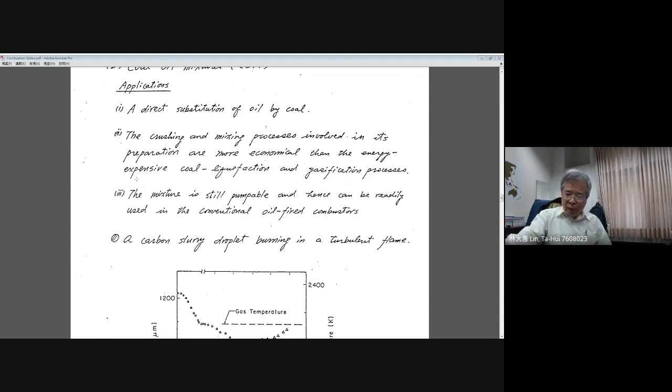Okay. Now we have finished the discussion on droplet evaporation and combustion. Now the next part we will go to the spray combustion. We try to bring so many tiny droplets together and see the overall burning of that bunch of droplets.